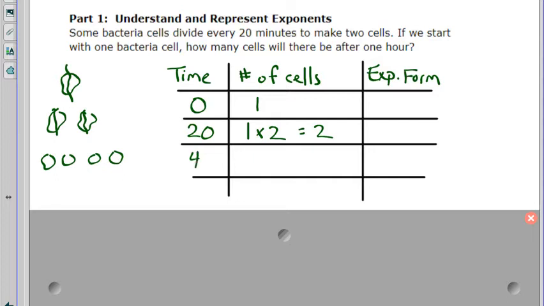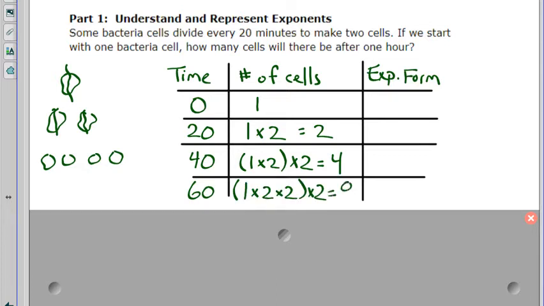Then at 40 minutes, 20 minutes later, I'm going to take my answer from before, and I'm going to double that, which gives me a total of 4. And after 60 minutes, I'm going to take what is above it, and I'm going to double it, and I get 8 cells. So there's 8 cells after an hour.